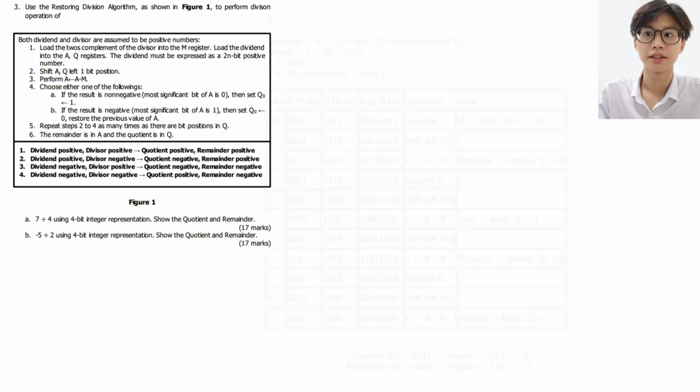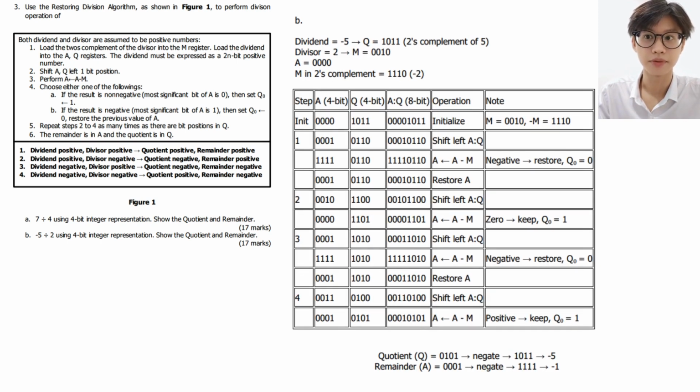For the B part, the dividend is negative 5. So we use the 2's complements of 5, which is 1, 0, 1, 1. The divisor is 2 and the binary form is 0, 0, 1, 0. Its 2's complements for subtraction is 1, 1, 1, 0. A is initialized to 0, 0, 0, 0.